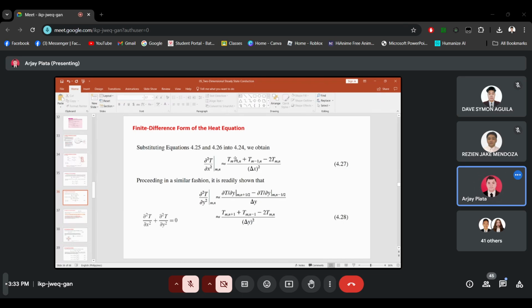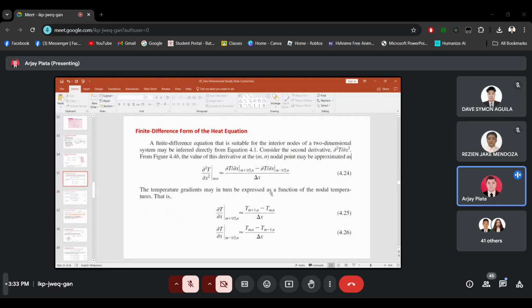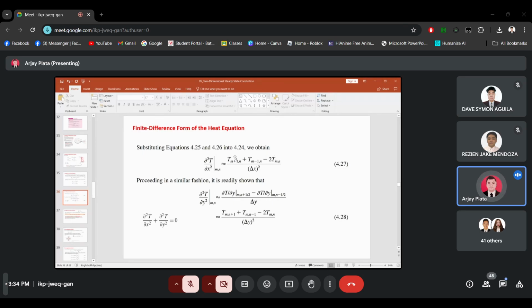You have to substitute equation 4.25 and 4.26 into 4.24. So this is 4.25 and this is 4.26. Substitute into equation 4.24. When you do that, you will come up with this equation: T of m plus 1n plus Tm minus 1n minus 2Tmn over delta x squared. The same case applies for the y direction, so this is delta T over delta y squared. That's our formula.